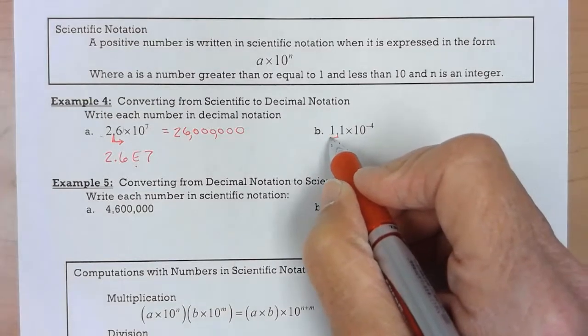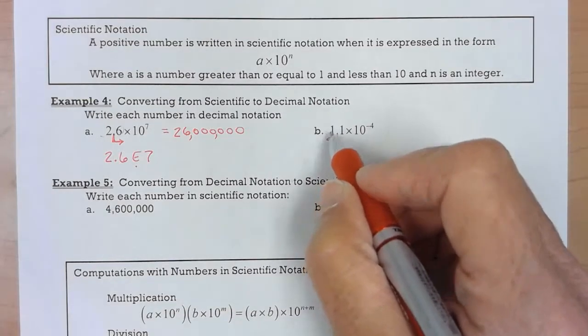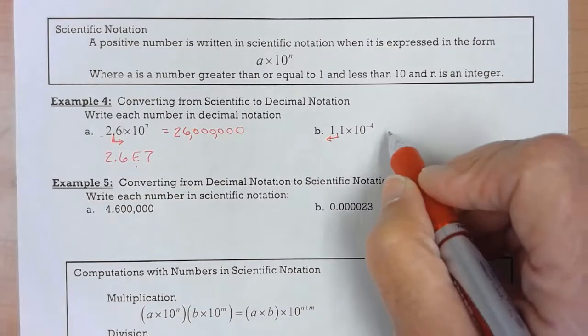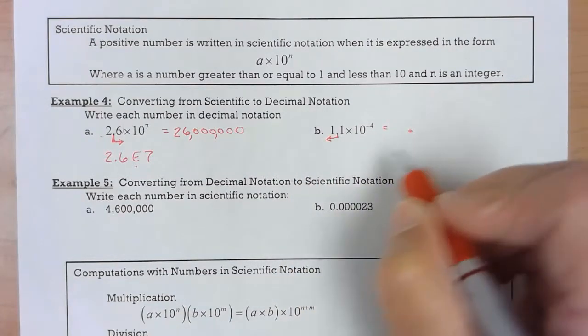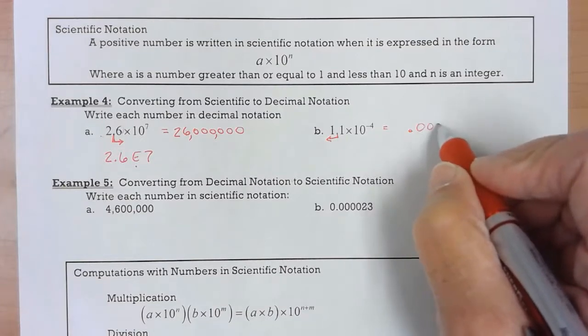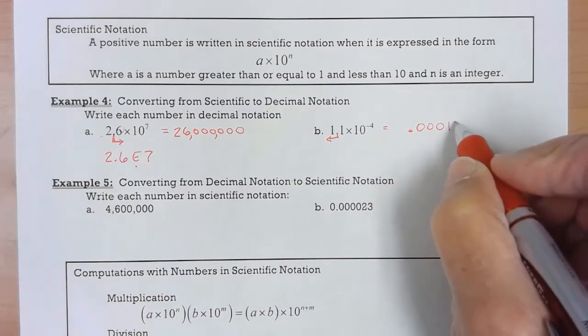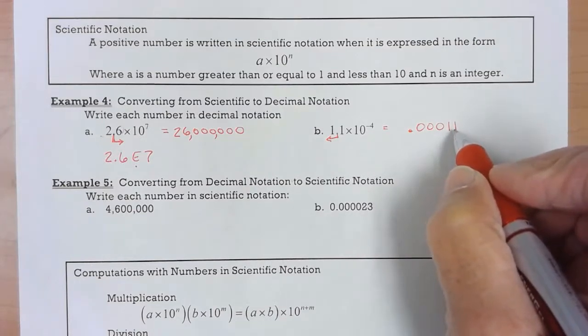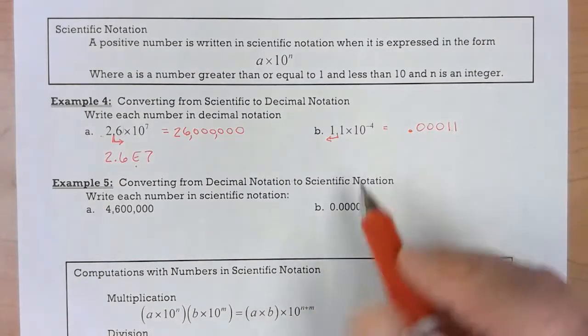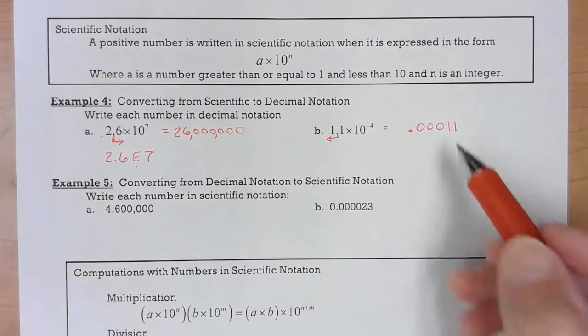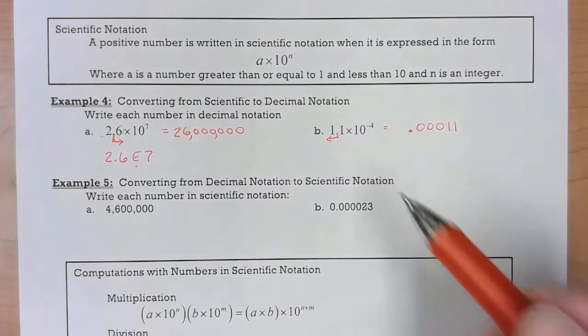So going this way, going around 1 is 1. So I need 3 more zeros in front. So let me put my decimal. 1, 2, 3. So you see that is from here going to here. I've got 4 digits. A negative exponent just means you've got a very, very small number.